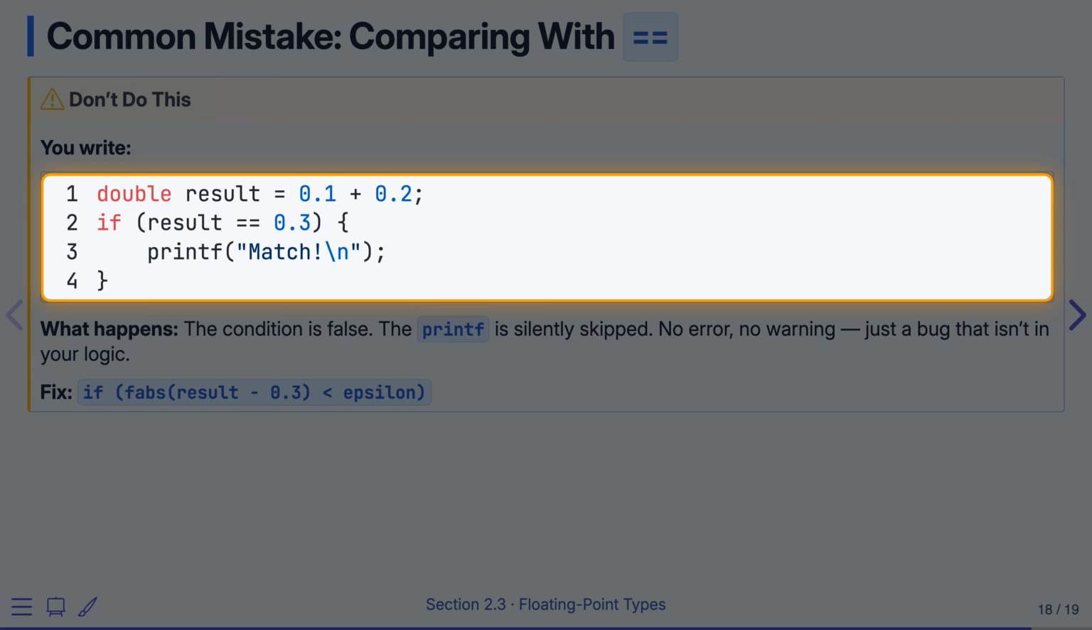Let us finish with the most common mistake. You write result equals 0.1 plus 0.2, then check if result equals 0.3. The condition is false. The program silently skips the printf. There is no error and no warning. You might spend an hour hunting for a logic bug that is not in your logic. The fix is an epsilon comparison. Check if the absolute value of result minus 0.3 is smaller than a small epsilon.